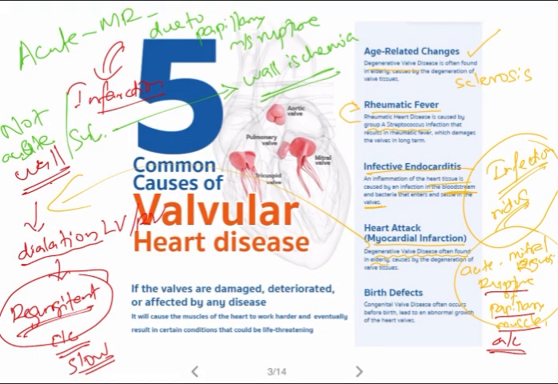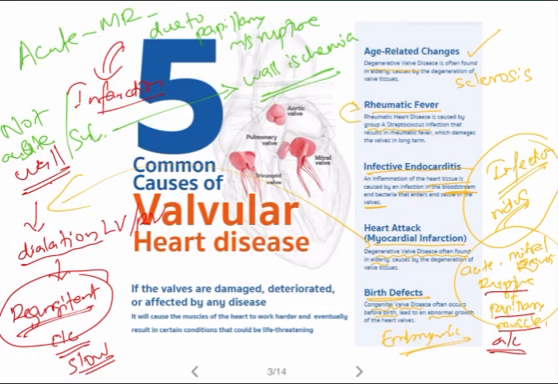Now the last important cause of valvular heart disease is birth defect. These are congenital defects. There can be congenital valve disease which occurs before birth, and that is an abnormal formation of the heart valves during the embryonic stage. So this is the fifth cause.